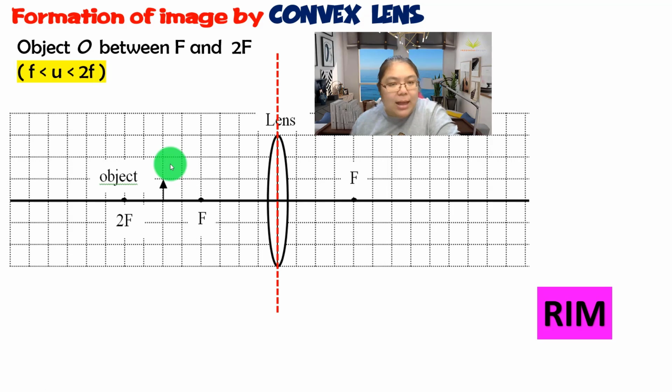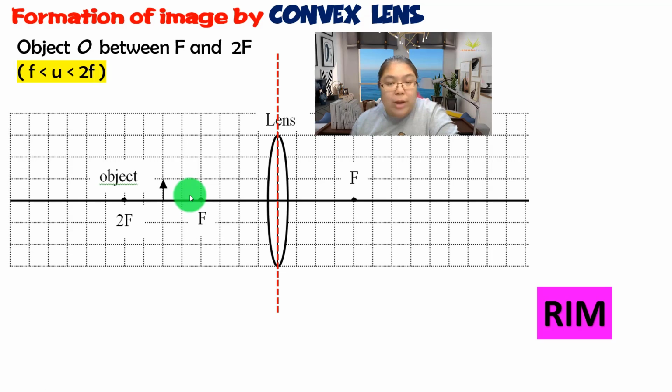Okay, the setup is almost the same, still using a convex lens, but now the object O is between F and 2F. This one is the object, this one is F, this one is 2F. That means it's exactly between. Important, you are between. Now we write the information: U less than 2F, more than F. We're still using the first and third rays.